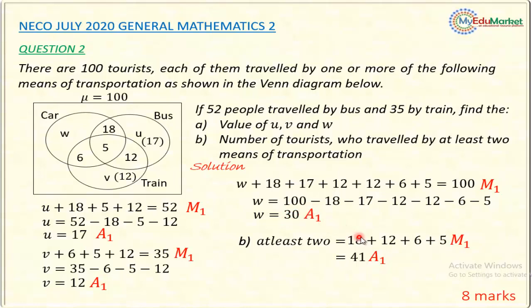Next is adding those number of tourists that traveled by at least 2 means. Adding 18, 12, 6 and 5, you have method 1 mark, and getting your answer as 41 exactly, you have the accuracy 1 mark. So in total this question has 8 marks.